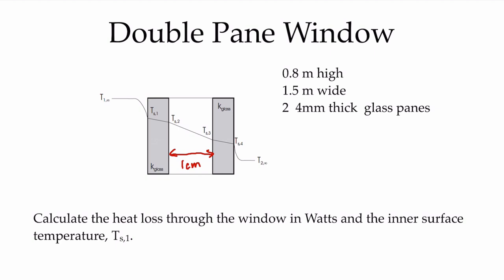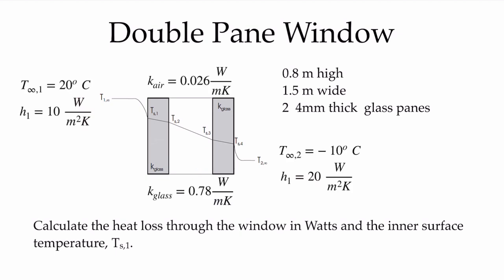And we're going to ask the exact same question. What's the heat loss through this window system in watts, and what's the inner surface temperature TS1? We're going to use the exact same conditions. The only thing I'm adding here is that the conductivity of air is 0.026 watts per meter Kelvin. So it's a significantly lower thermal conductivity than that of glass.